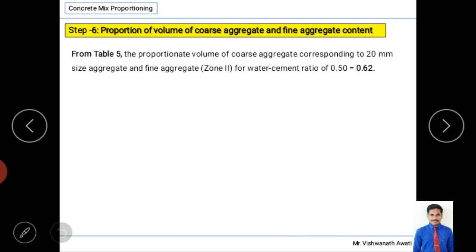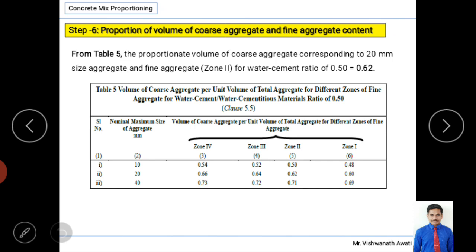So here, from Table 5, the proportioning volume of coarse aggregate corresponding to 20 mm size aggregate and fine aggregate Zone 2 is for a water cement ratio of 0.50. Let's go to the table. Here it is, from the code book. This is Table 5. What does Table 5 indicate? Volume of coarse aggregate per unit volume of total aggregate for different zones of fine aggregate for water cement ratio. And the water cement ratio is 0.5, correct?